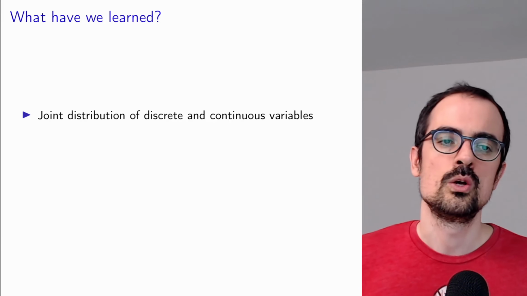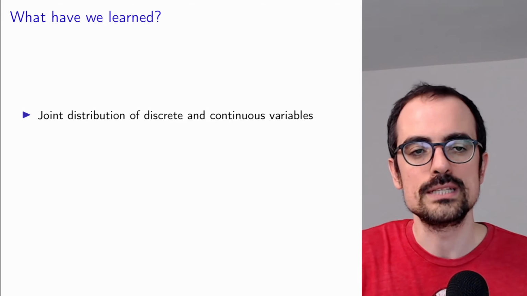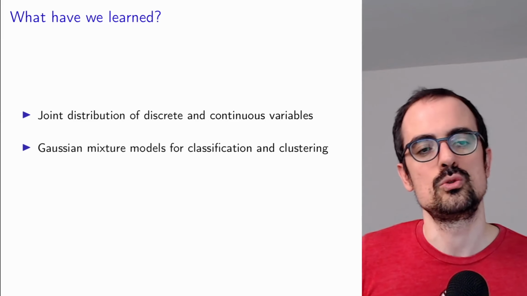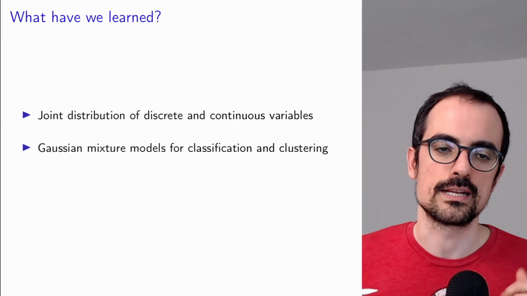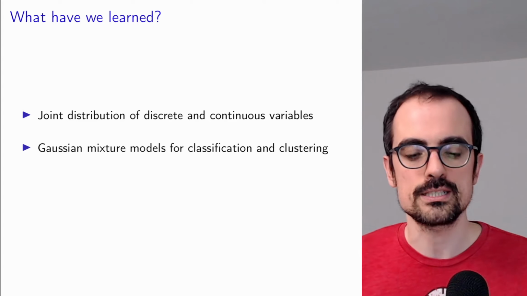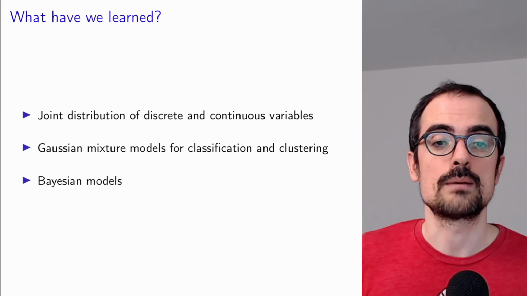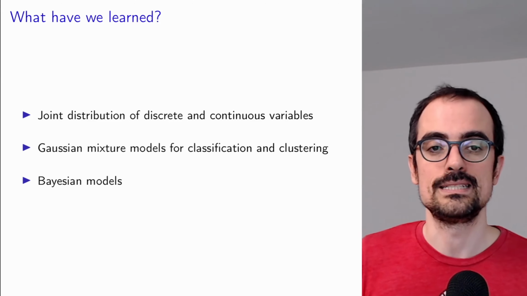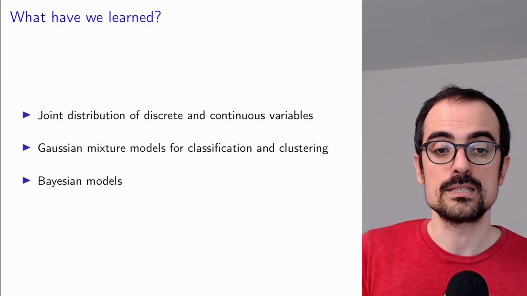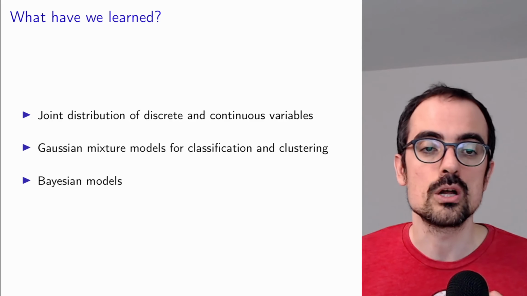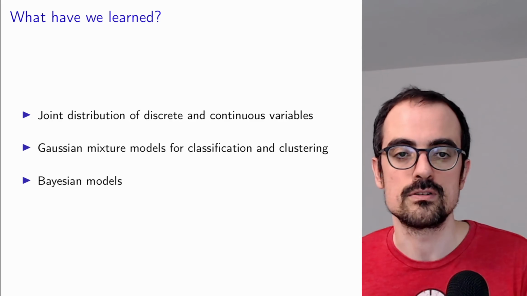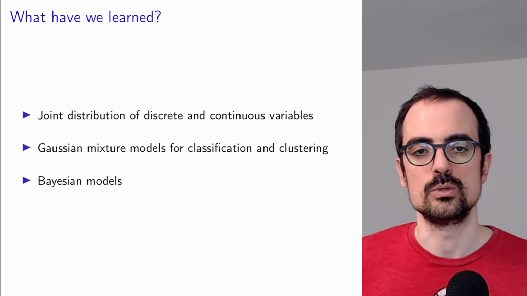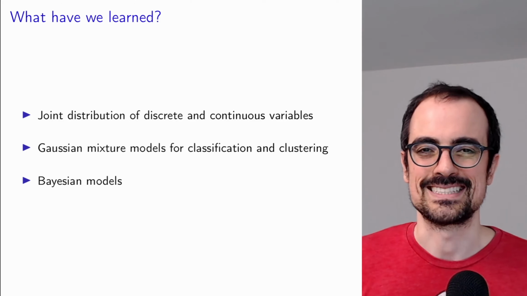What have we learned? We have learned how to jointly model discrete and continuous variables. We have applied this to describe Gaussian mixture models and explained that you can use them for classification and for clustering. And finally, we've talked about Bayesian models, which are very powerful because they allow us to make probabilistic statements about the parameters that we have within our parametric models, but also we have to be a little bit careful about them because they can be quite driven by the priors that we choose for those parameters. That's it. Thank you very much.